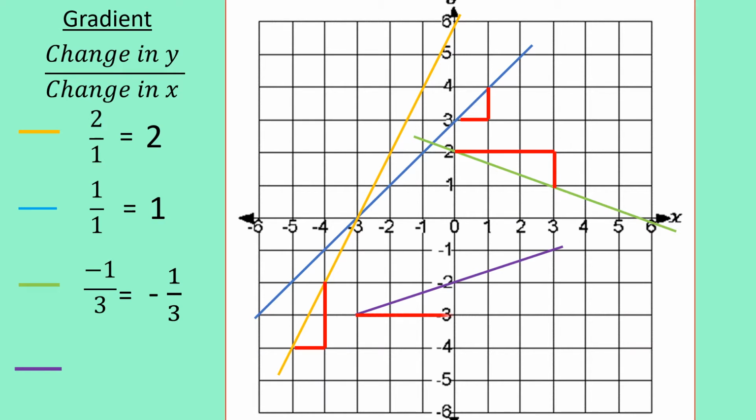The purple line, we are going 3 across and 1 up. So our change in y is 1 and our change in x is 3. So that's 1 over 3, and our gradient of the purple line is a third.